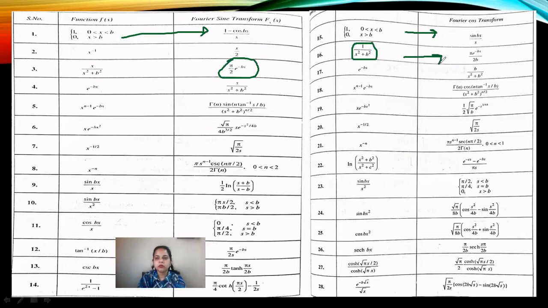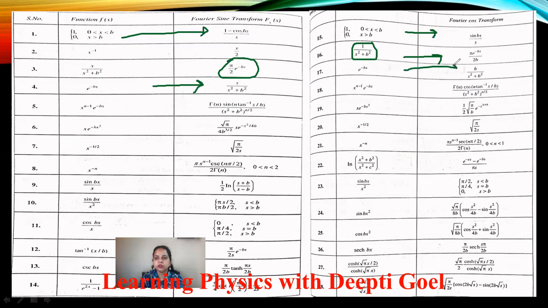So we should be able to judge which function or which transform we should choose to get a desired result. Similarly, if you look at the function e to the power minus bx, the Fourier sine transform is s upon s square plus b square, and for e to the power minus bx, the Fourier cosine transform is b upon s square plus b square.